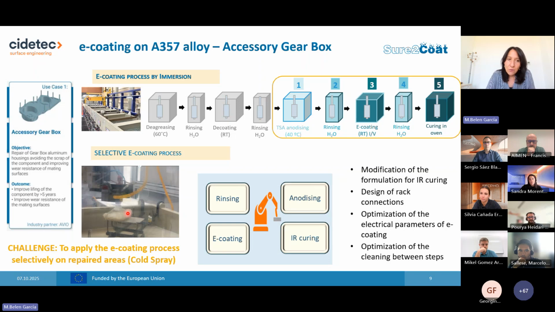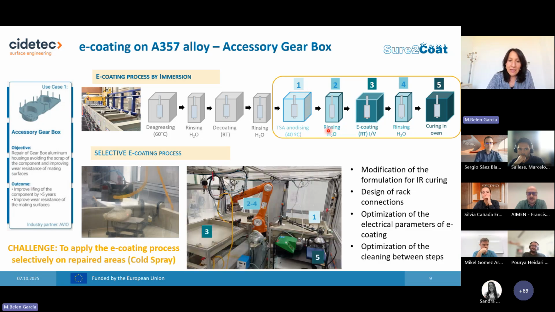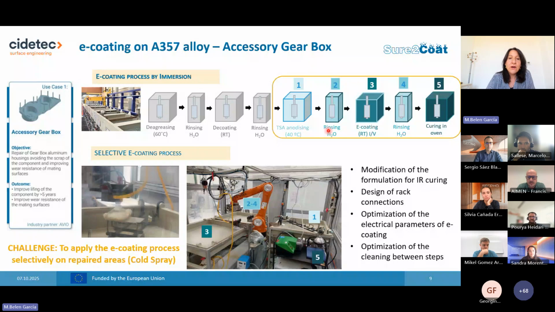So we have been working in Sur2Coat on modifying the coating formulation to enable the infrared curing. We have designed the racks and the connections. We have optimized the electrical parameters of the coating process and also the cleaning steps between anodizing and e-coating that we found were really needed. And in the next days we are going to apply this selective process that we have developed on small pieces in the demonstrator of the project, in the areas that have been repaired by cold spray.